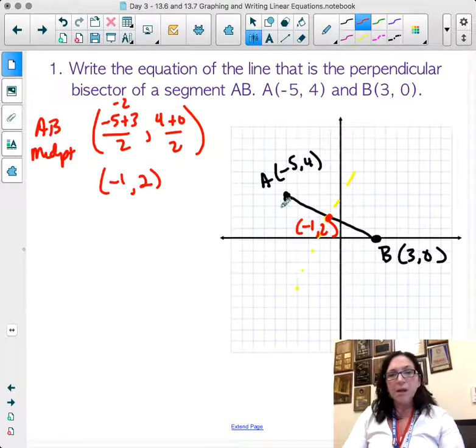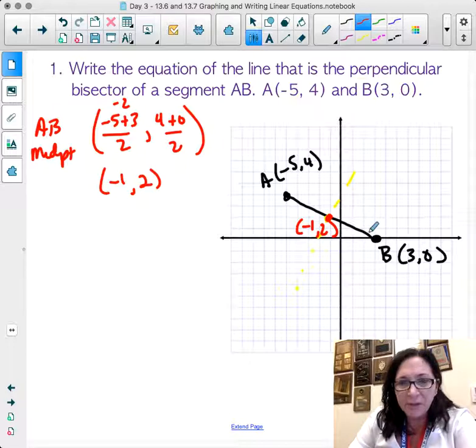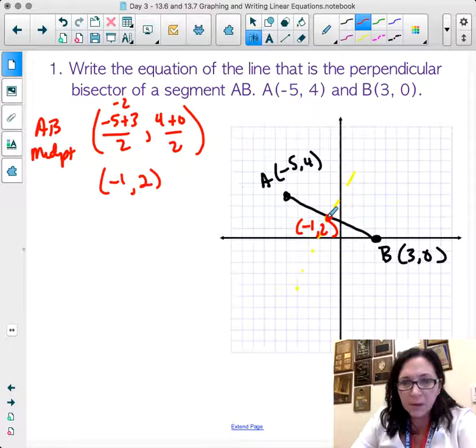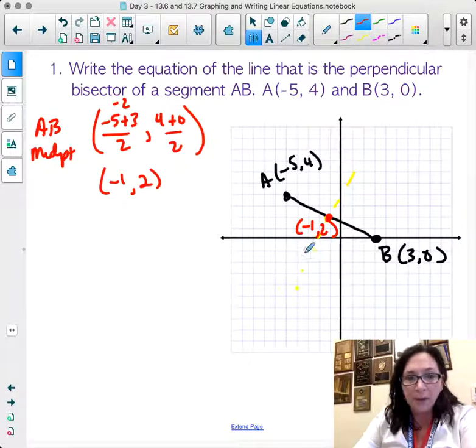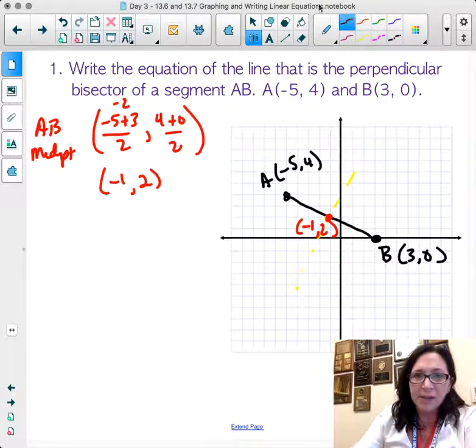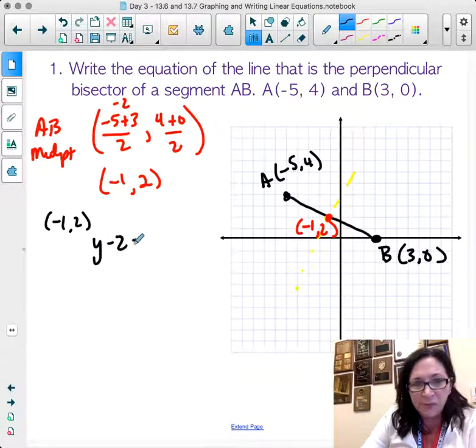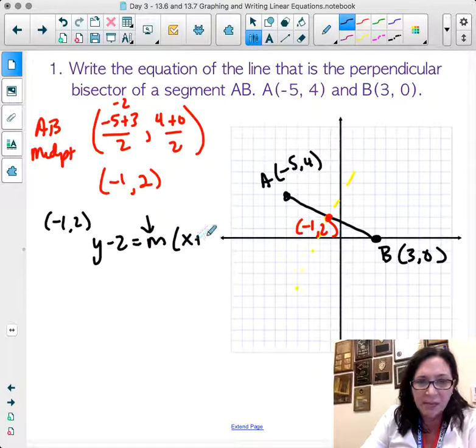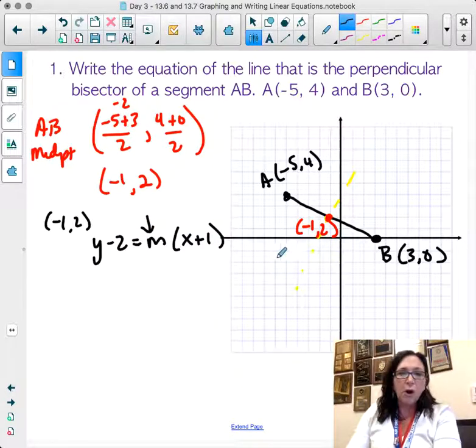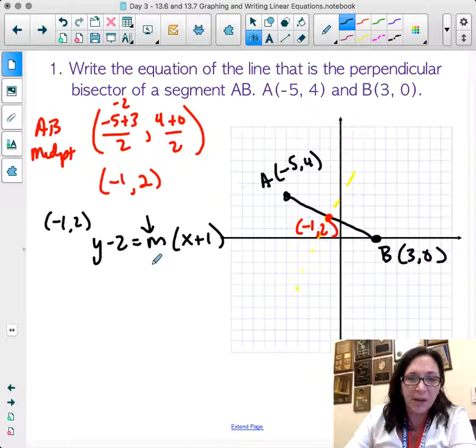But keep in mind, the midpoint is a point on my new line. So I could actually start writing my new equation given this point, -1, 2. I would go y minus 2 equals my slope, which I don't have yet, times x plus 1. But so far, that's what I have. So now to find the slope.